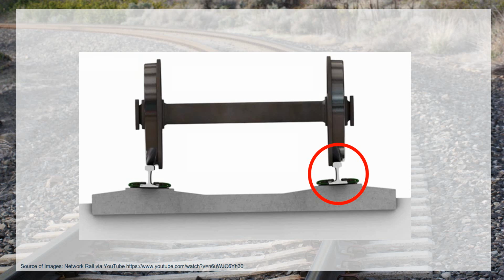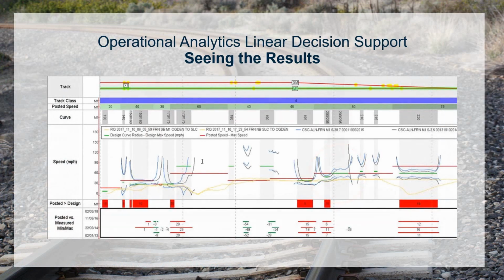Now that we understand superelevation and cant deficiency, let's see how a transit owner and operator discovered the root cause of a constant problem with the rail degradation through their curves. This is a view into Operational Analytics Linear Decision Support.